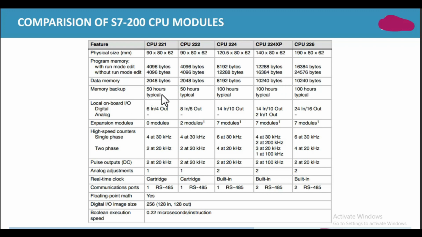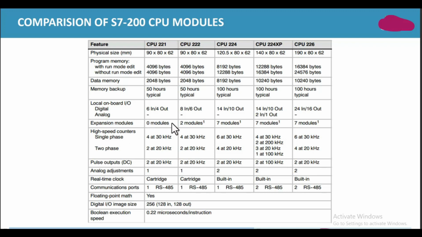Memory backup: it has 50 hours typical backup, 50 hours, 100 hours, 100 hours and 100 hours. Local onboard IO, digital and analog. Digital inputs, 6 inputs and 4 outputs are available in the 221 CPU. Here 222 has 8 and 6, then 14 and 10, then 24 and 16. These are all digital inputs and outputs. But analog input and output are available only in CPU 224XP, which has 2 analog inputs and 1 analog output.